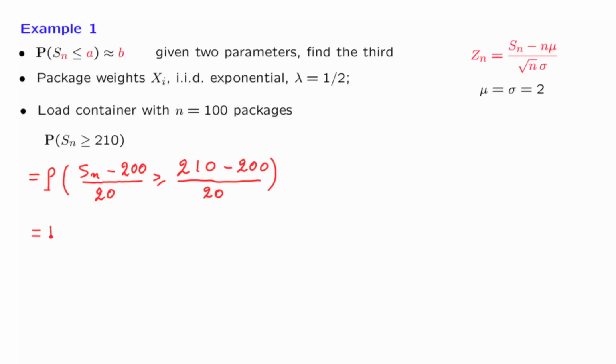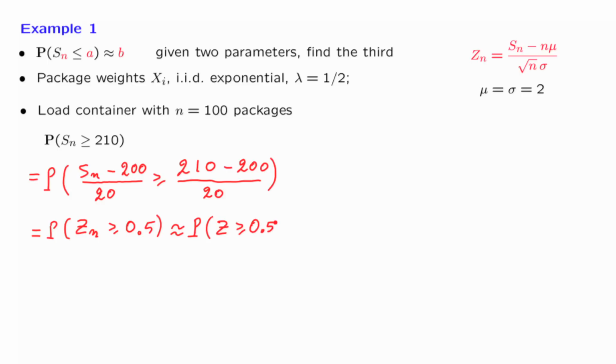But what we have here is the probability that this standardized version of Sn is larger than or equal to this number, which is 0.5. And at this point, we can use the central limit theorem approximation to say that this probability is approximately the same if we use a standard normal instead of Zn.